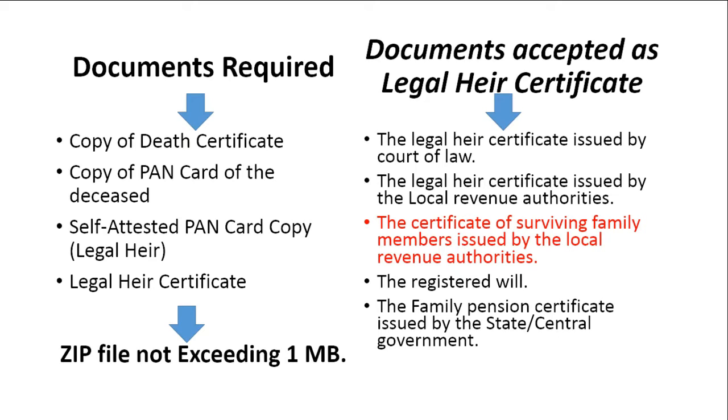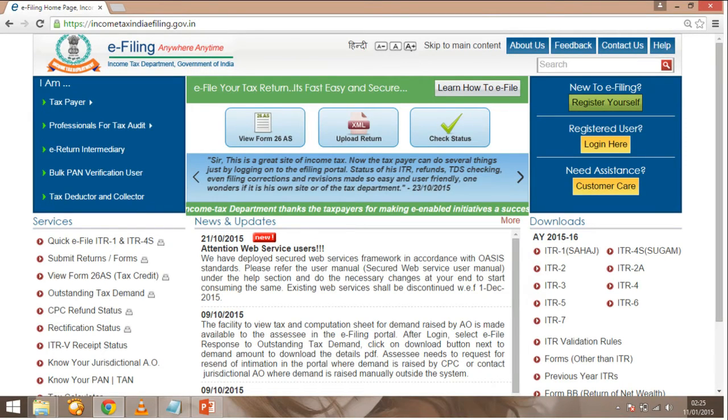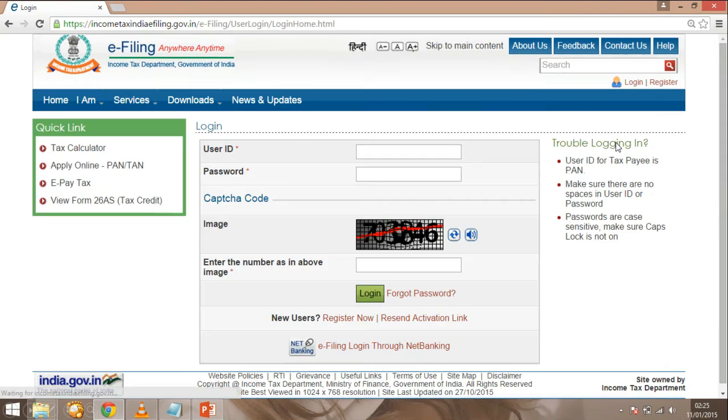Now once you have all the required documents, you can move on to the registration process. First of all, go to incometax India efiling.gov.in, the website of the income tax department, and this will be the home page that you will see. Then go to the registered user box and click on login here. Next, this page will appear. You have to give the user ID and password of the legal heir, enter the image captcha code, and log in.